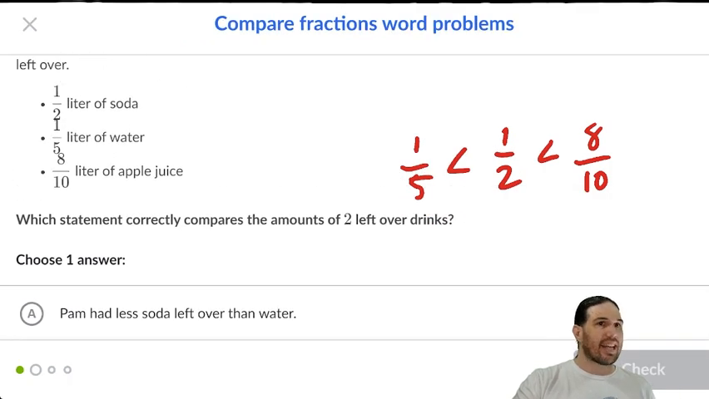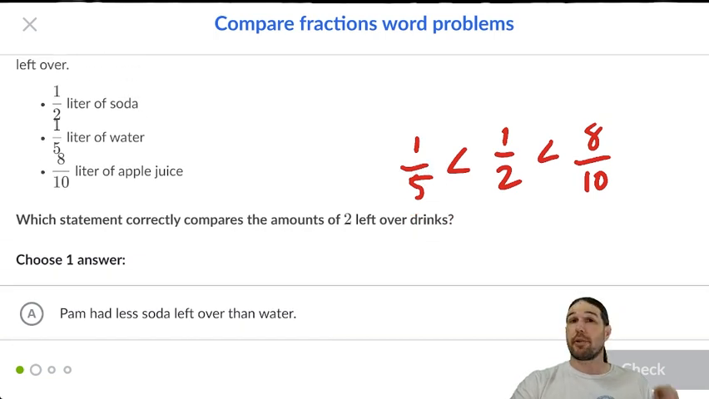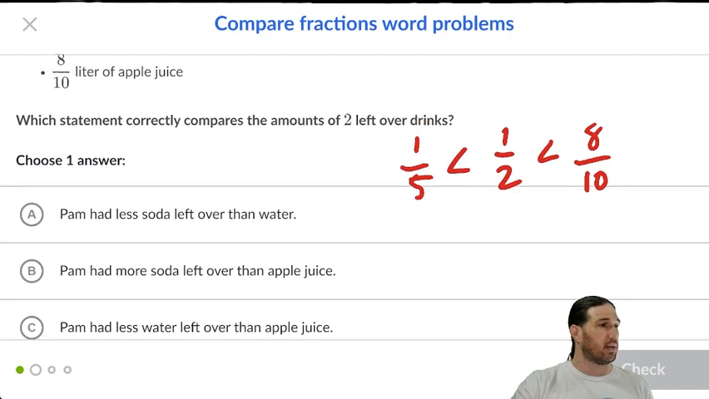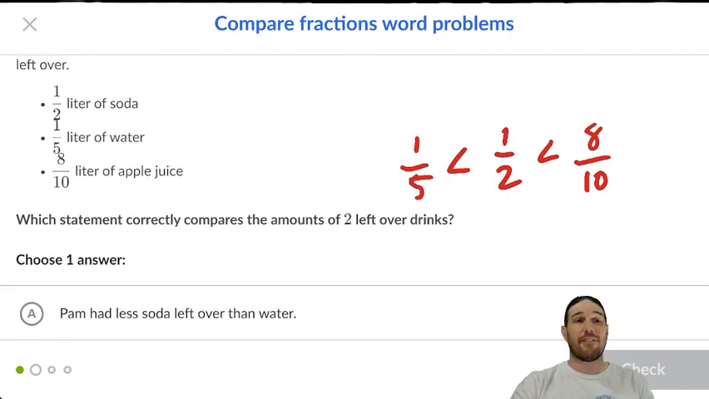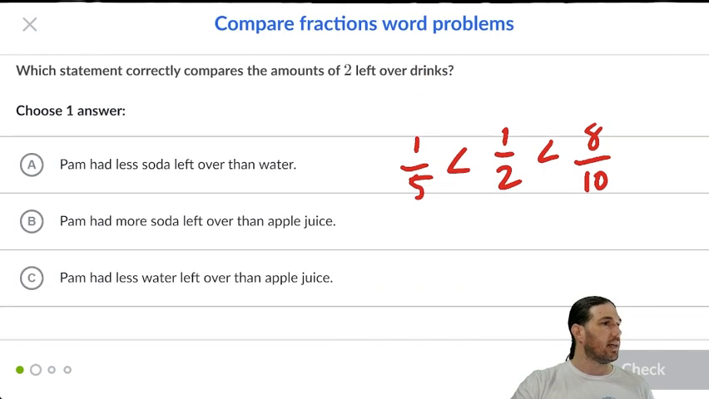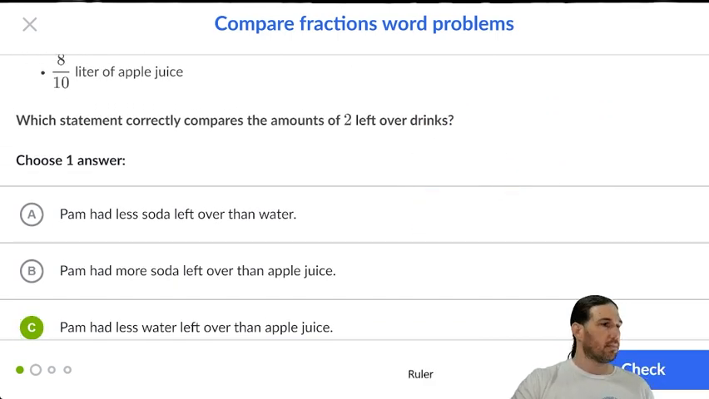Pam had less soda left over than water. That's not true. She had more soda left over than water. Pam had more soda left over than juice. Also not true. There is more juice than soda. Pam had less water than apple juice. 1/5 is definitely less than 8/10. So the answer is going to be C.